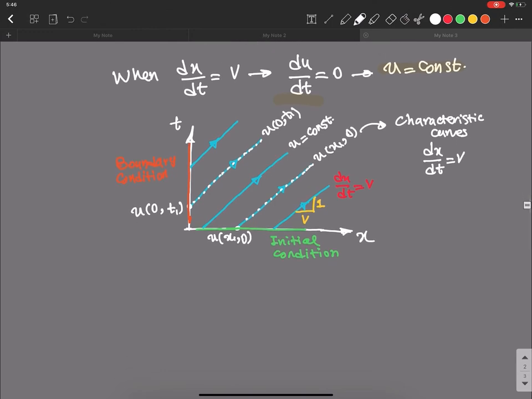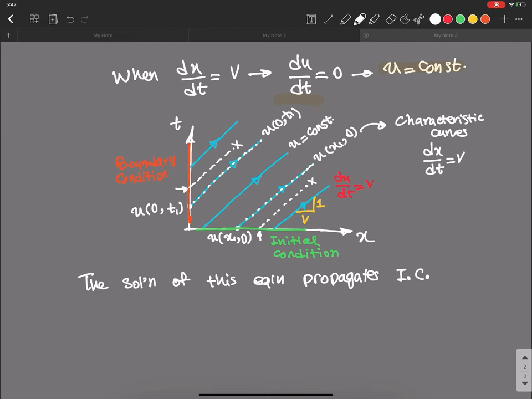So the solution of this equation just propagates initial conditions. So this is the initial condition. You see, any point that you pick here, like here or here, if you continue this line, it's going to just propagate either the initial condition here or the boundary condition here, right? So if you know the initial condition, this green line that I plotted here, and this orange line, the boundary condition here, then you have the full solution of this problem.